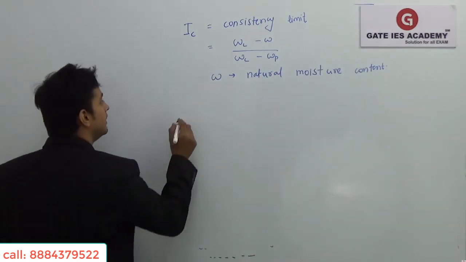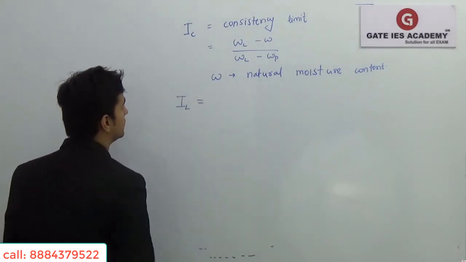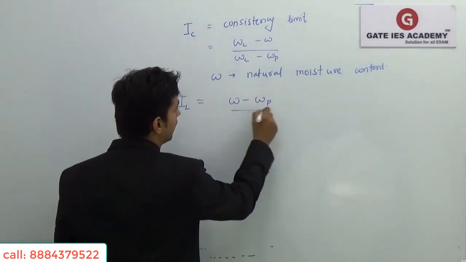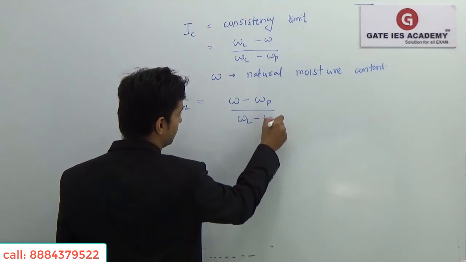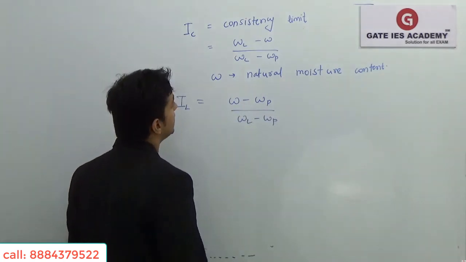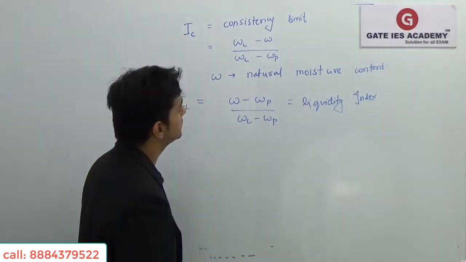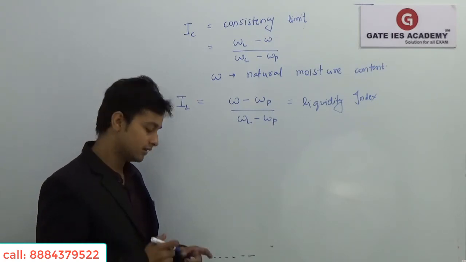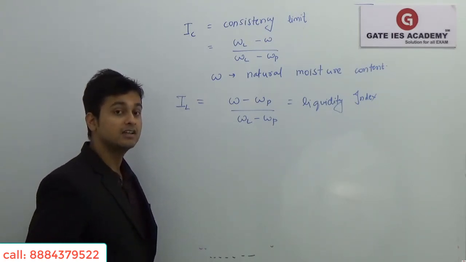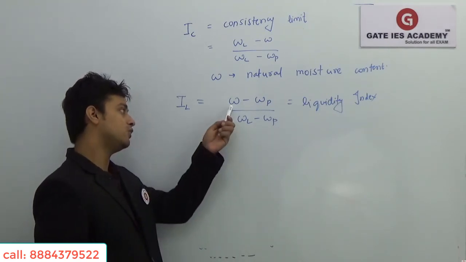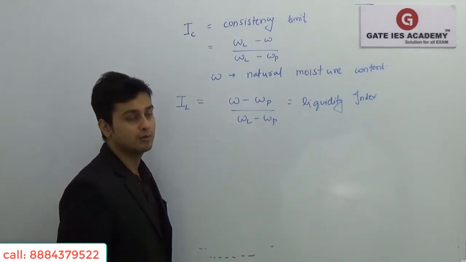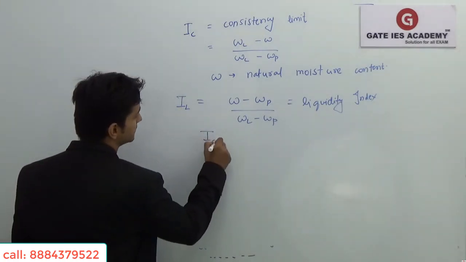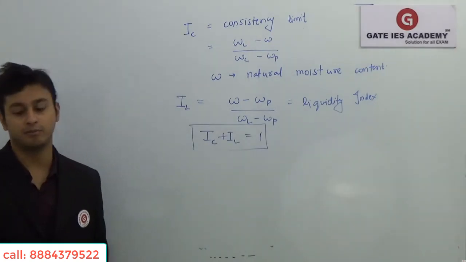Then you have the liquidity index, IL, that is nothing but W minus WP upon WL minus WP. This is called the liquidity index. Here again W is the natural moisture content. So can IL be less than 1? Yes, it can be less than 1. Sorry, less than 0. Yes, when W is lesser than WP, obviously this will be negative. Now what is very important over here is IC plus IL. Please note down this formula, this is very, very important.